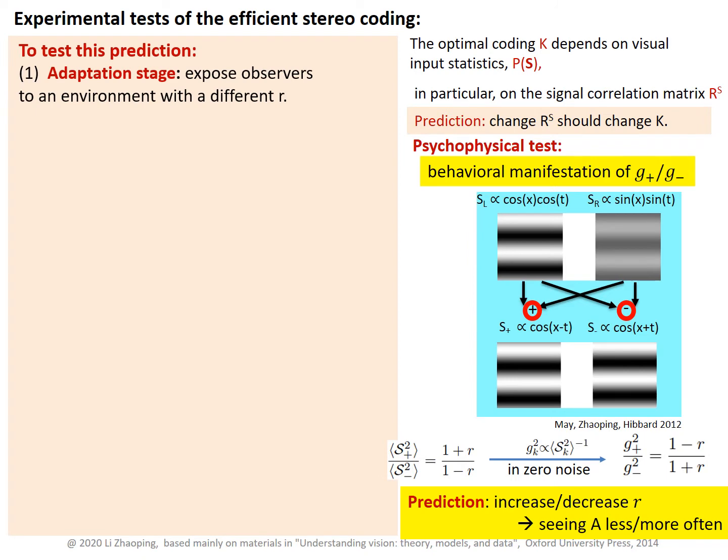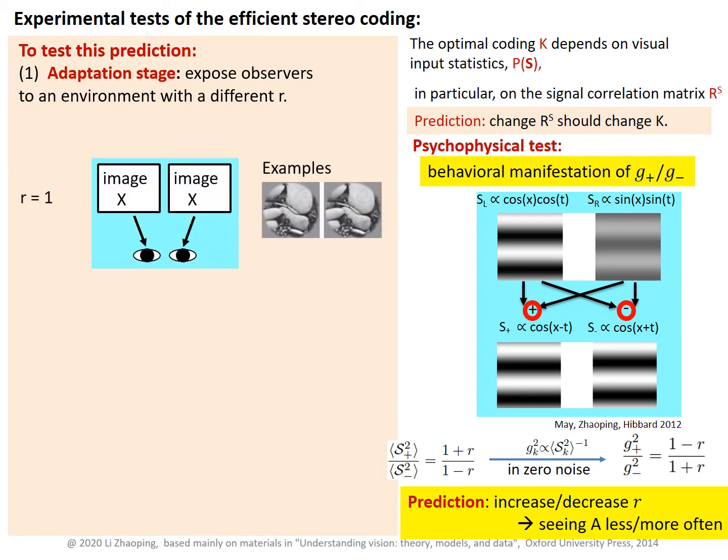To test this prediction, there should be two stages. First is an adaptation stage to let observers see visual images which have a different correlation coefficient R. For example, you can make observers see identical images in the two eyes. Okay, this should make this correlation coefficient R equal to 1.